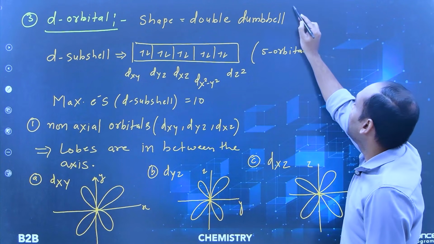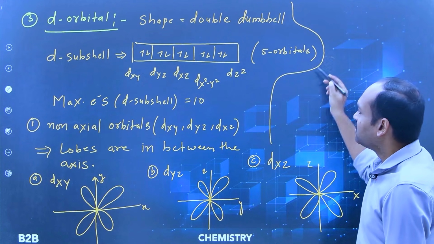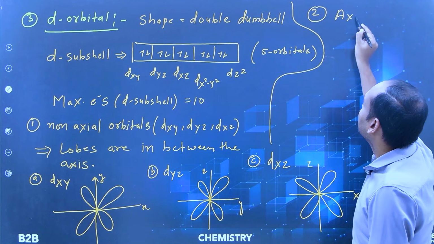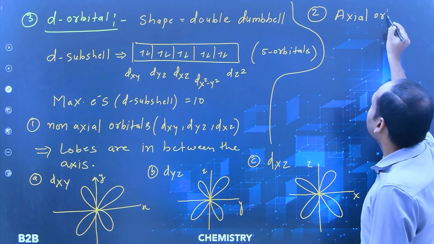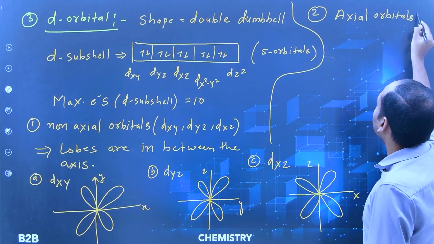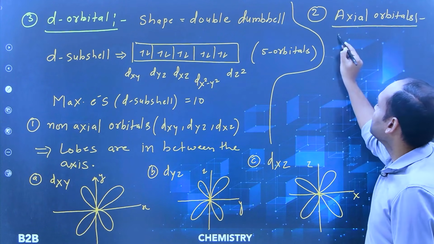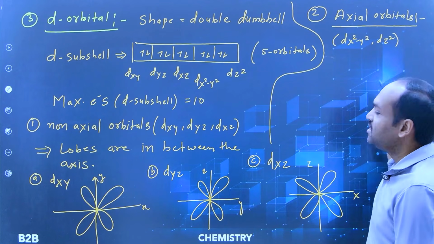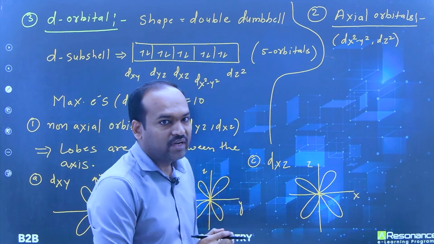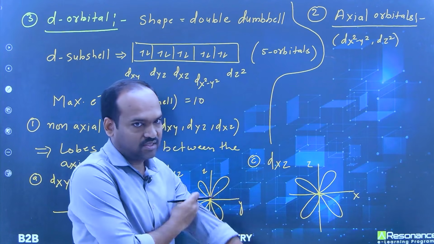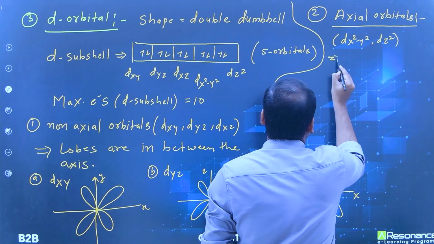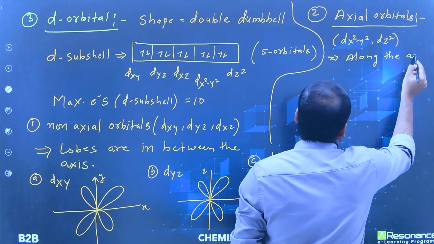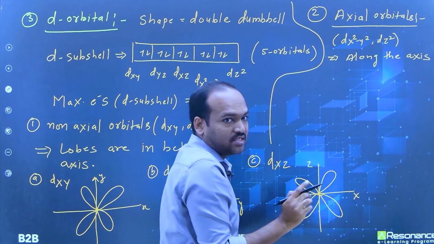Now the second part I am discussing is axial orbitals. Axial orbitals means dx square minus y square and dz square. They are along the axis.